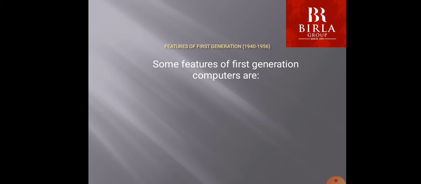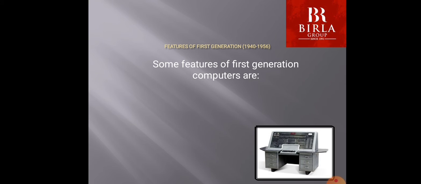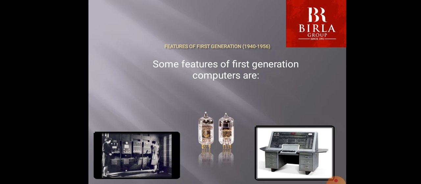Some features of first generation computers are they used vacuum tubes as the main component. They were very expensive. They generated a lot of heat. They had slow input and output devices. They were huge in size. They consumed a lot of electricity.